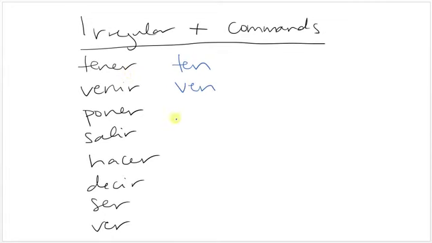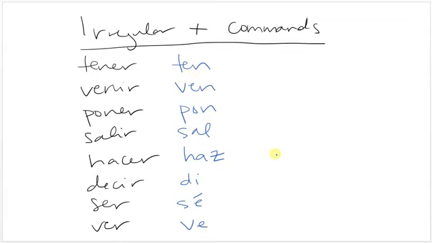venir, ven, poner, pon, salir, sal. Hacer is going to be haz with a Z, because it was HAC, it'd be ac. So it's as. Decir is just totally regular, di. Ser, sé with an accent. And ver, ve. And of course, just like everything else, there is a song to remember these.